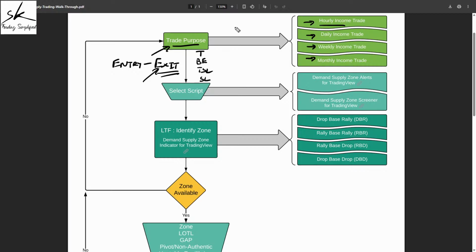Hourly income implies a trade where my expectation is that this trade can last for an hour or few hours. Daily income, a trade which can last for a day or few days. Weekly income, a trade which can last for a week or few weeks. And monthly income, a trade which can last for a month or few months.